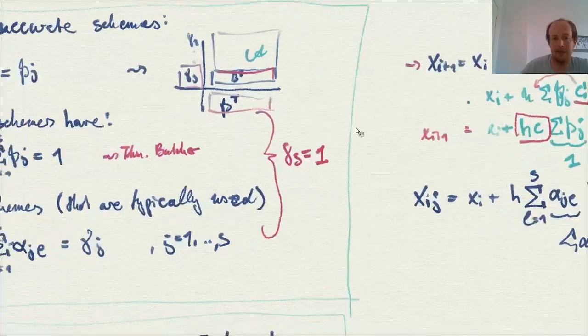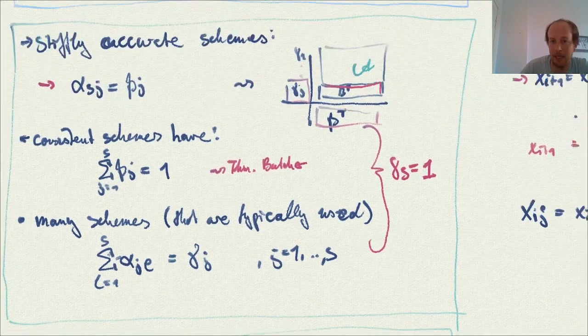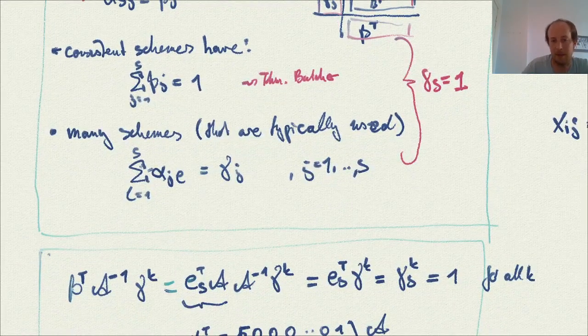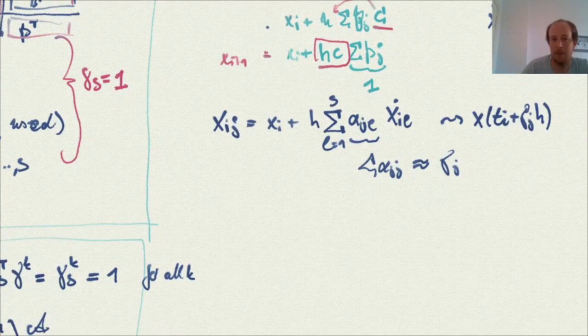And then the other condition that one often has, and in fact all schemes that you will encounter have this condition that the sum of the alpha_jl, so taking the sum over such a row, this should be the gamma_j. Yeah, and that's what's said here: the alpha_jl, if we sum this row, then we should get the gamma_j.